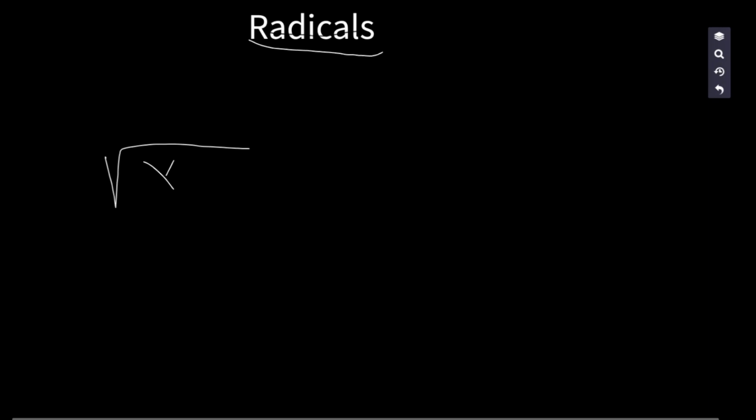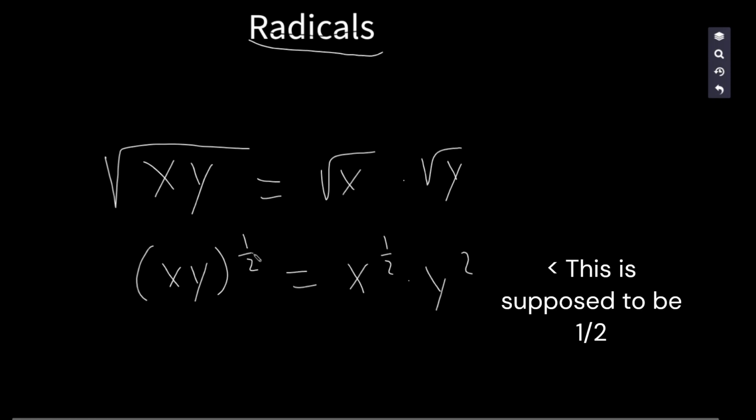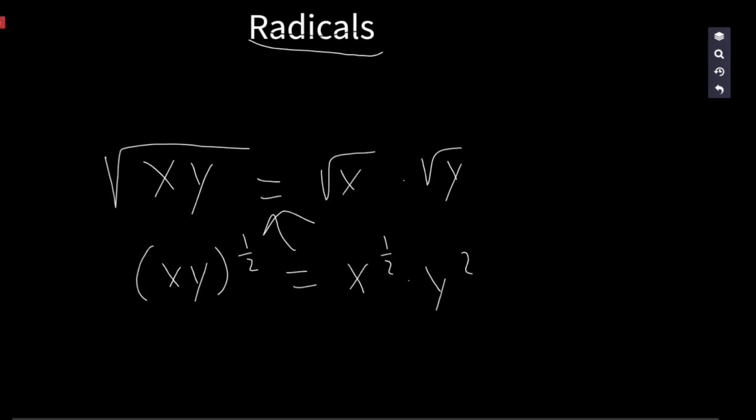if we have the square root of x times y, that's equal to the square root of x times the square root of y. Now the proof for this is pretty simple. Convert square roots to exponents, so xy to the 1/2, that's equal to x to the 1/2 times y to the 1/2 by our exponent properties. And now just convert to square roots and you get this.